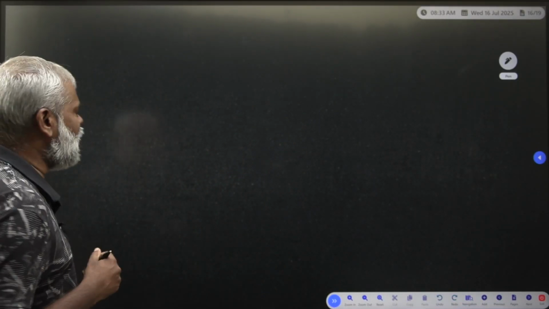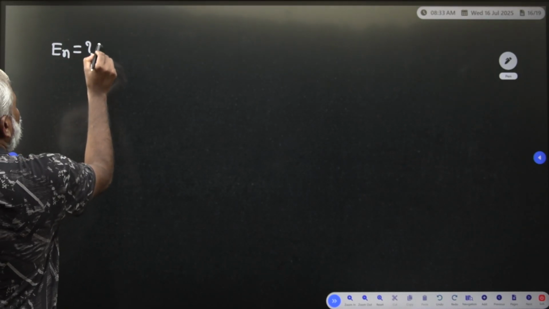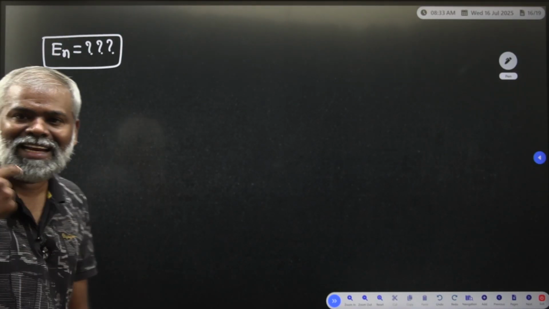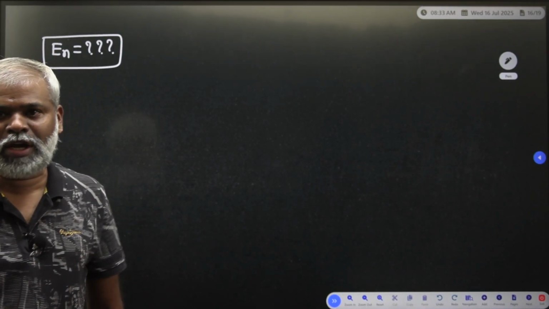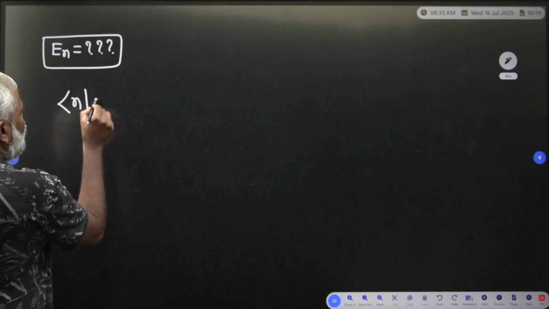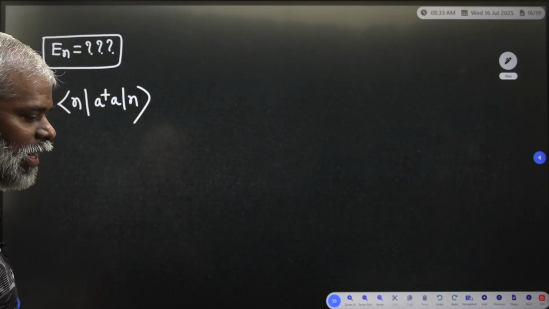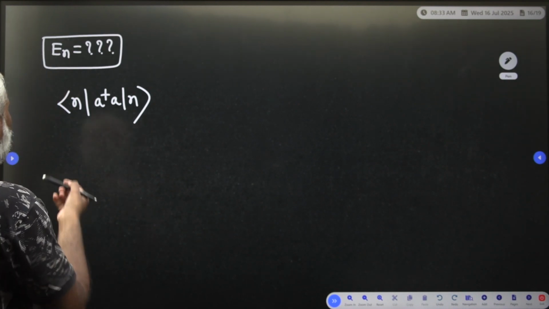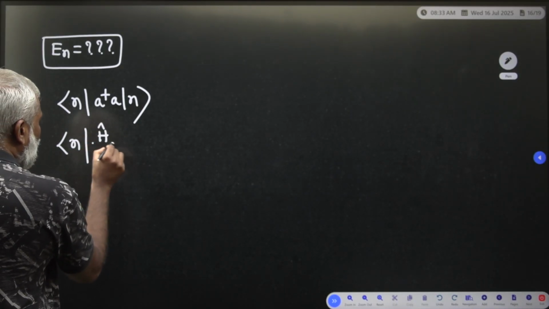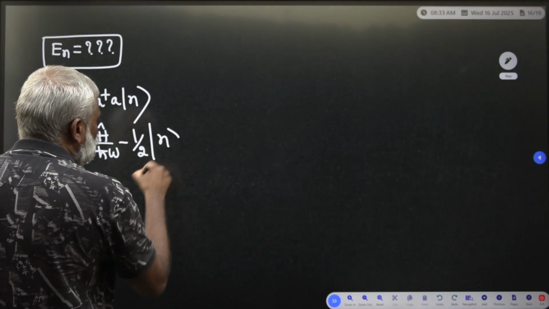To get the En value, I am going to follow one procedure. So what is that procedure? Once you have to see, we need to calculate the energy of a linear harmonic oscillator. Clear? So now we know the bra n, A dagger A, ket n. We know that A dagger A is equal to H cap divided by h cut omega minus 1 by 2.